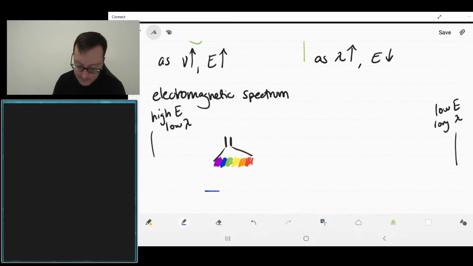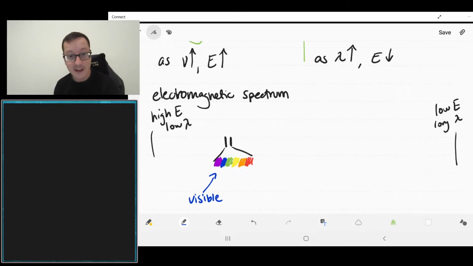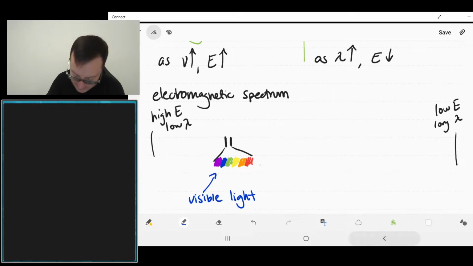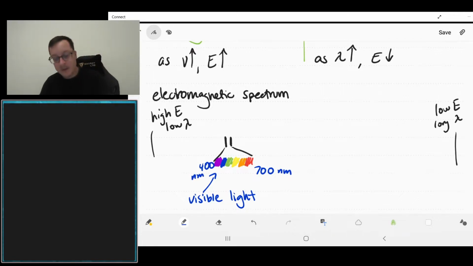We see that this is visible light, thusly named because we can see it. This is what our eyes can interpret as light. So we see colors. That's all a construct made by our brains. So colors don't really exist. It's our brain's way of identifying, hey, this light is lower energy than this light. So this is about 700 nanometers. This is about 400 nanometers down here. And so that's the range of wavelengths that we can see.